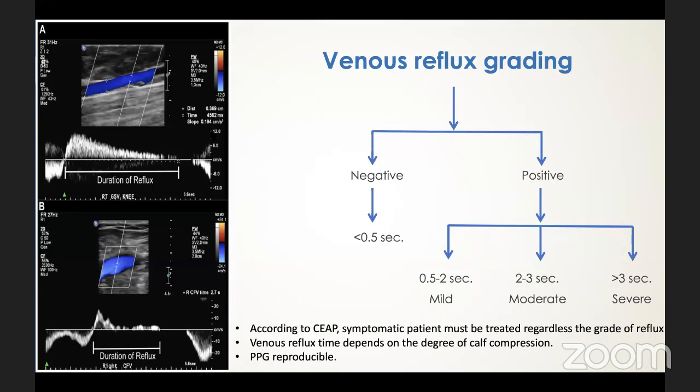Venous reflux grading. So if you've got a negative result out of the study here, then you refer to it as normal because the reflux is less than 0.5 seconds. If it's positive, then we divide that into 3 main categories here: mild, moderate, and severe. Mild is from 0.5 to 2 seconds, from 2 seconds to 3 seconds we consider it moderate, and more than 3 seconds is a severe reflux.